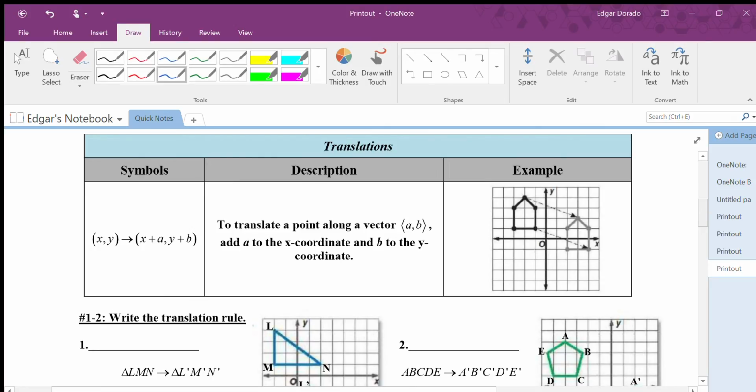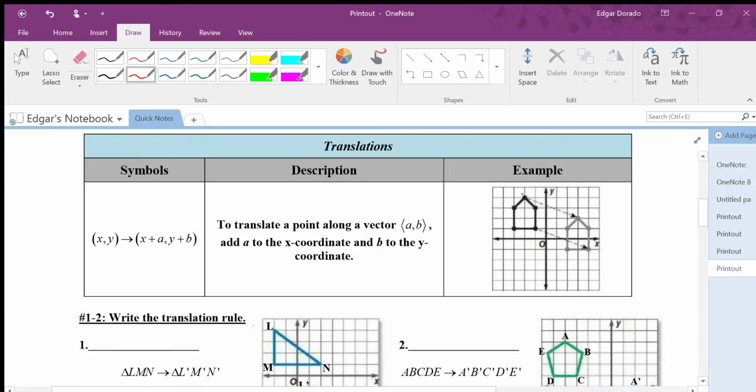Notice my symbol here in my translations, I'm going from x comma y, those are my regular x comma y points on my figure, but then I'm adding a certain number to either my x or my y, and that might be adding or subtracting. All that really means is how much am I going to move left and right when I add or subtract to x, and how much am I moving up or down when I add or subtract to y. So it says, translate a point along a vector a comma b: add a to the x coordinate and b to the y coordinate. Let's make sure I understand exactly what that means.